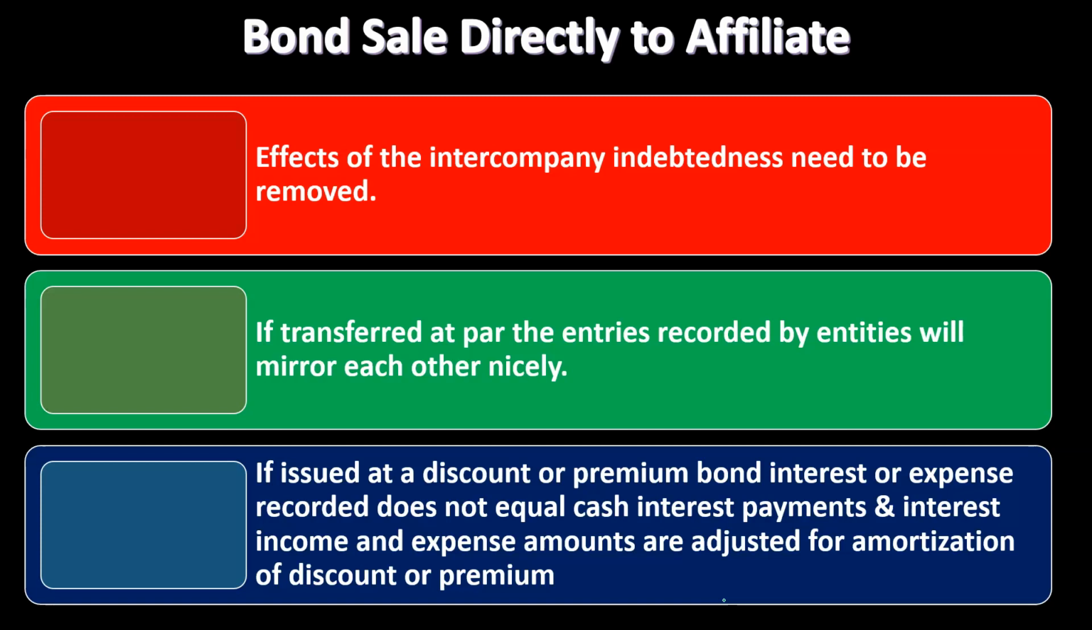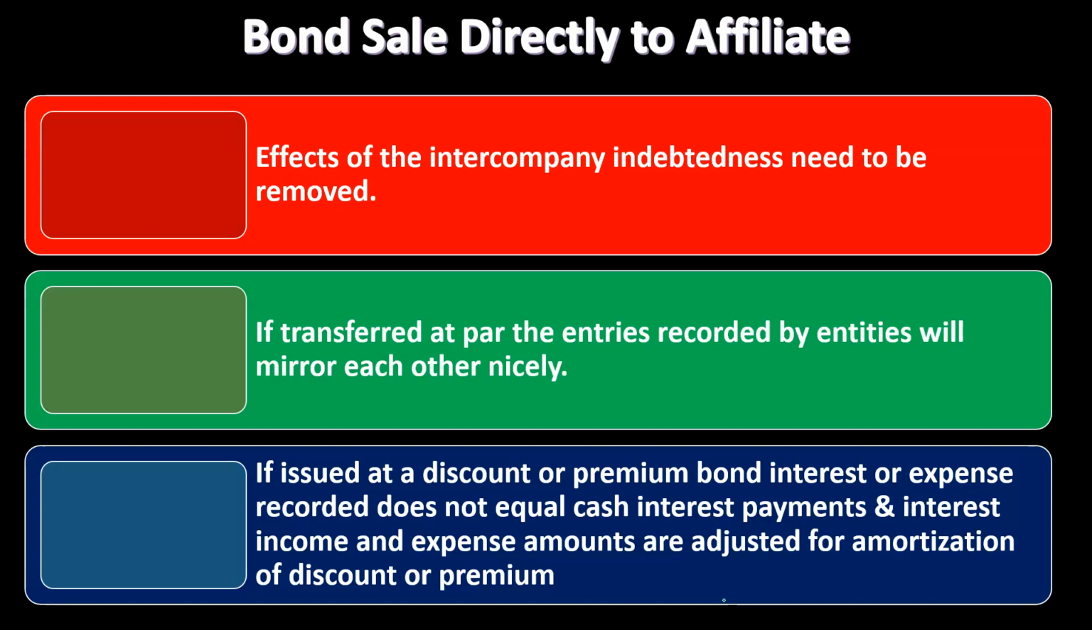So obviously, if we issue it at a discount or premium, then that's going to have an impact on the original issuance, and it'll have an impact on how we're going to be recording the amortization, or the interest expense and the amortization of the discount or premium.